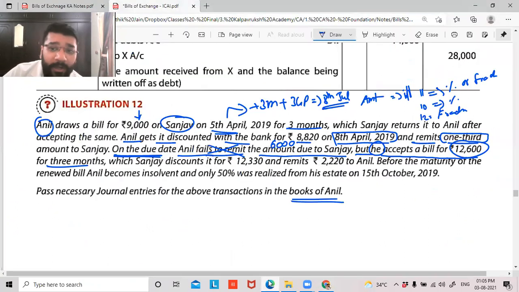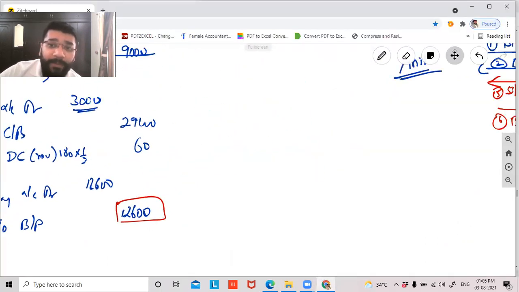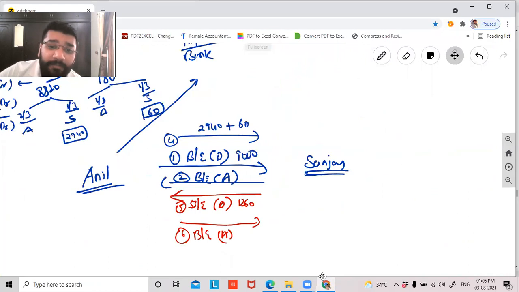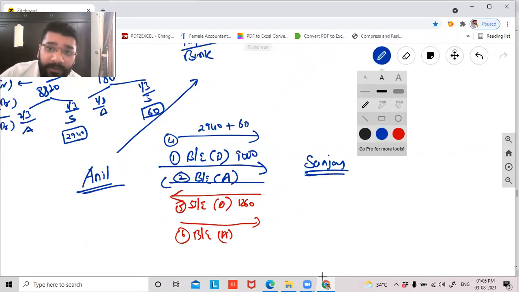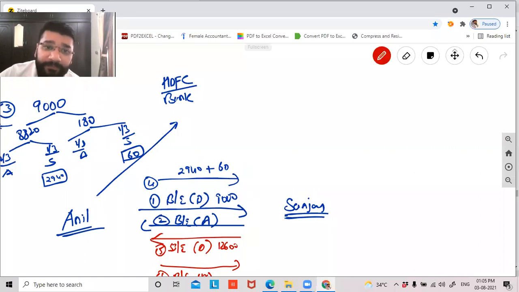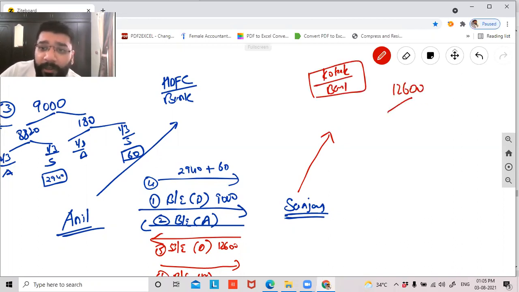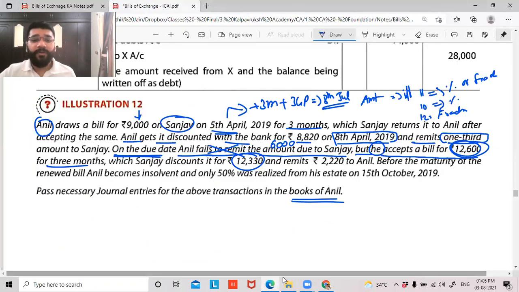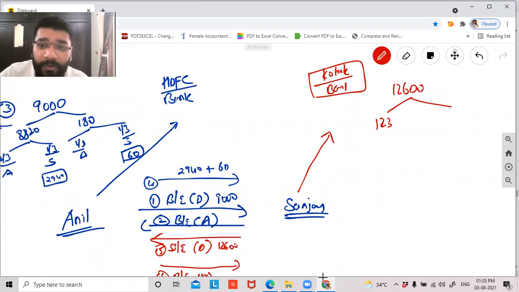Now, what is happening, guys? Out of this 12,600, Sanjay got this discounted with some other bank for 12,330. Now, Sanjay is having a bill worth 12,600 with him. Now he's going to some other bank, let's suppose Kotak Bank, and he got this bill discounted. The 12,600 worth bill, he got it discounted for how many rupees? 12,330. What is the difference?